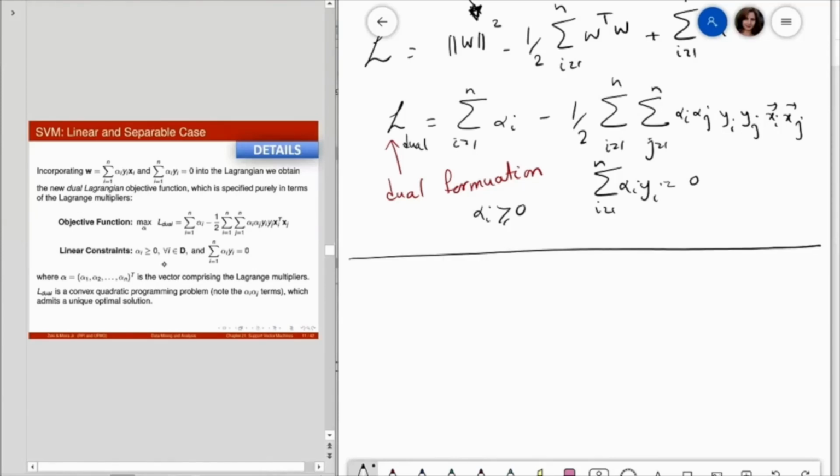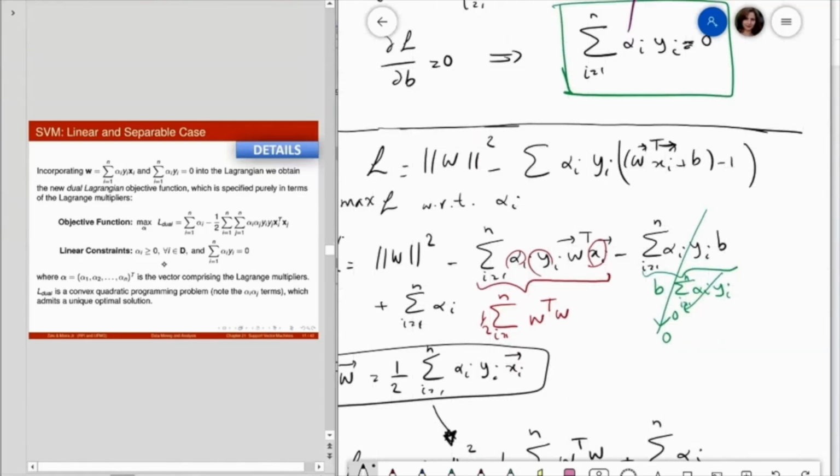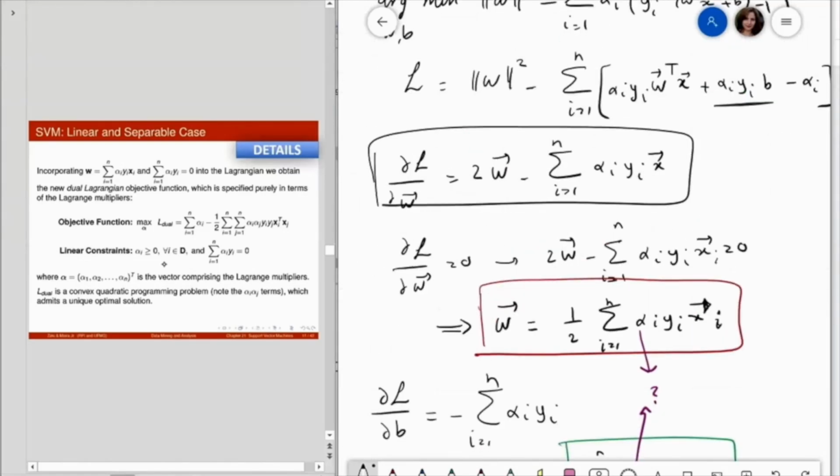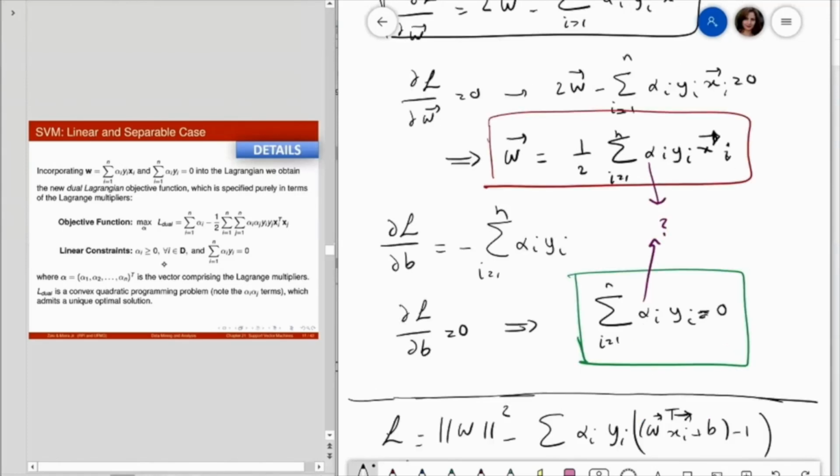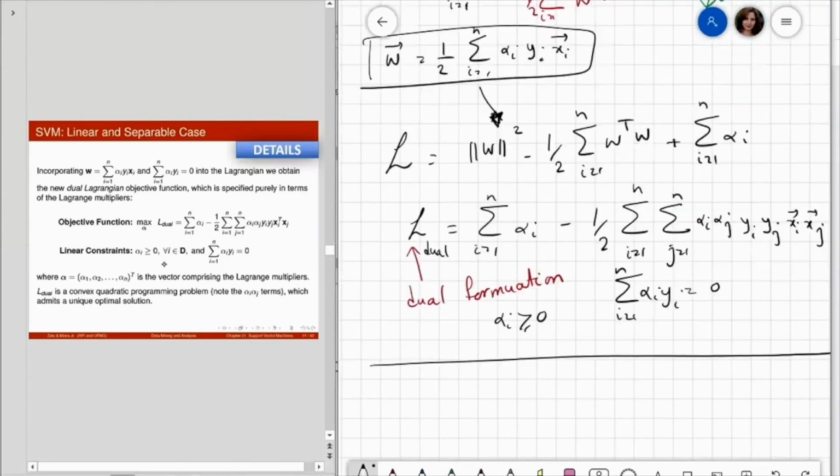And then after we find the alpha i's, we can put them back into this formulation for W. Now I have x_i's, my data points, y_i's, the labels for my training data points, and I have calculated the alpha i's, and then I can find W according to that. So I can have this separating hyperplane.